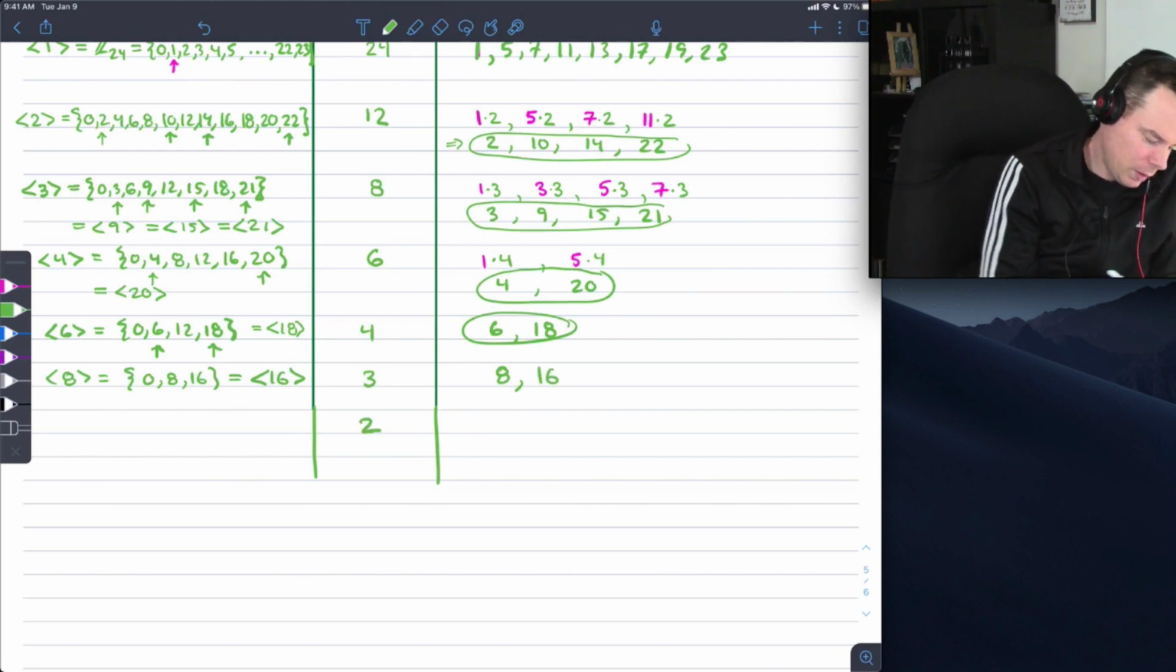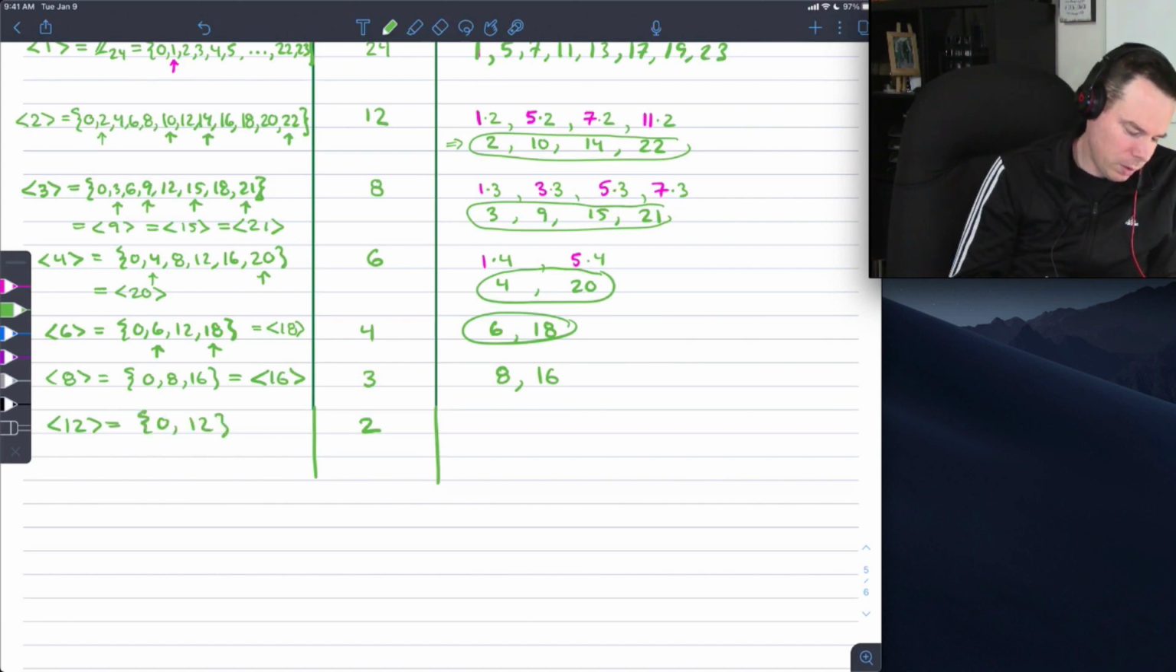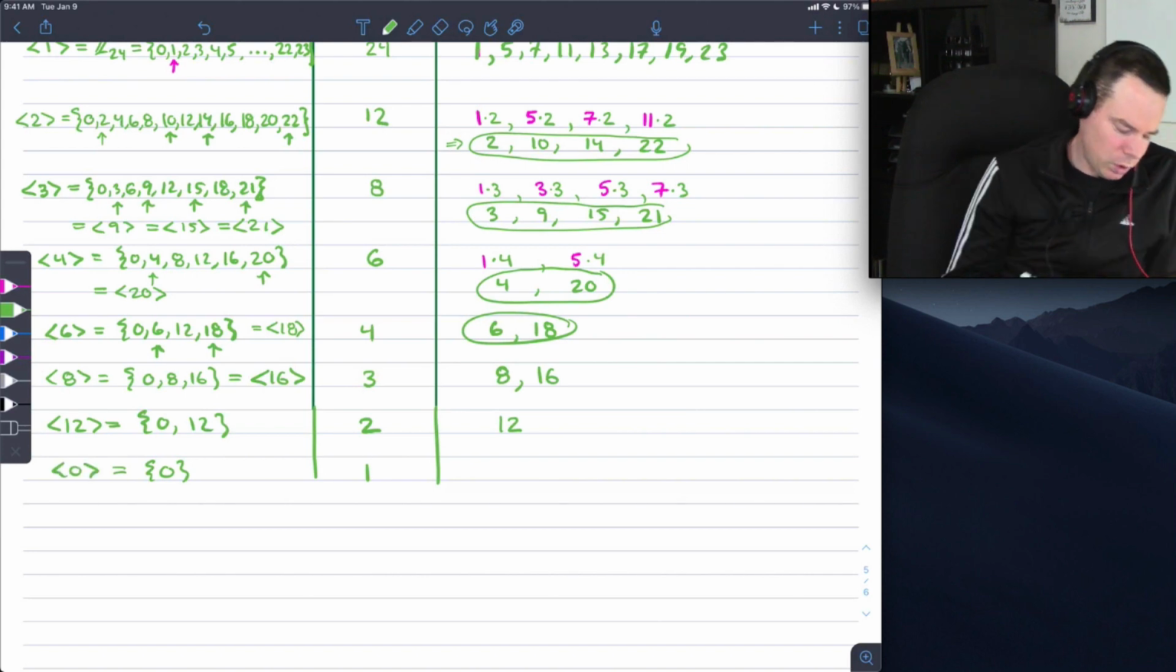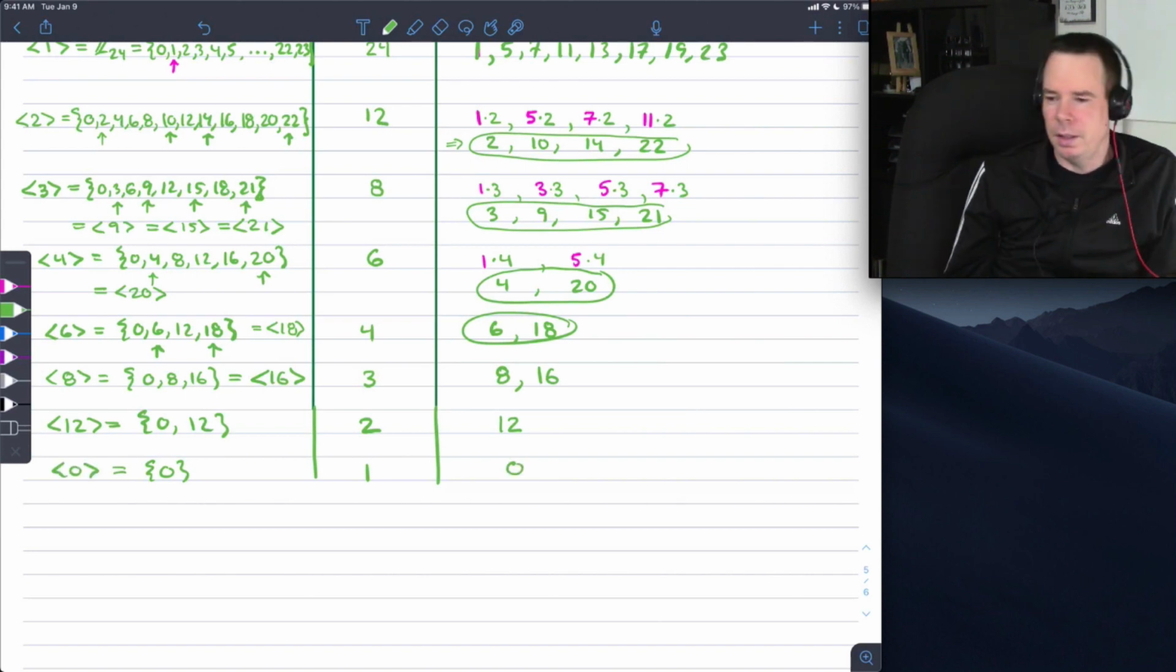What about a subgroup of size 2? Well, that's the one generated by 12, and that would just be 0 and 12. And there's only one generator there, it's 12. Or we could have a subgroup of size 1, and that's just the subgroup generated by the identity. And so the generator there is 0.